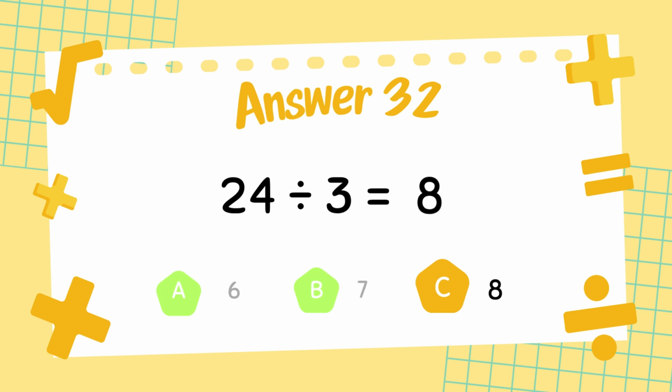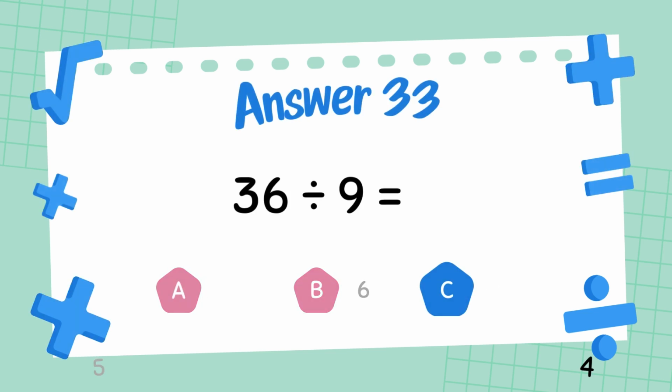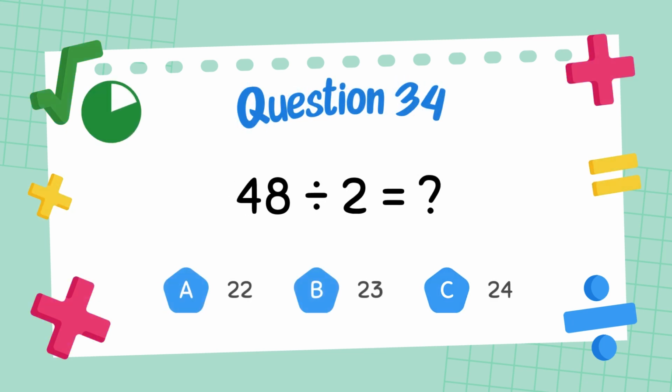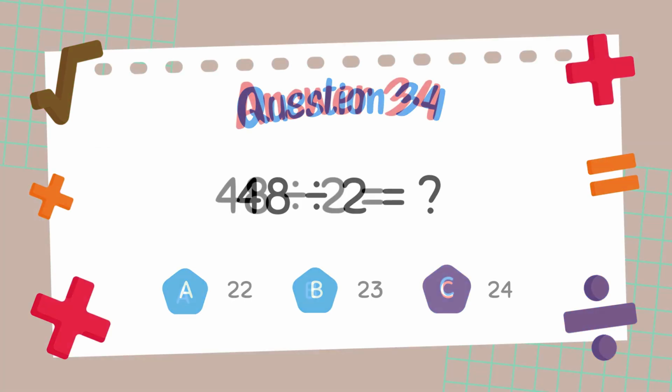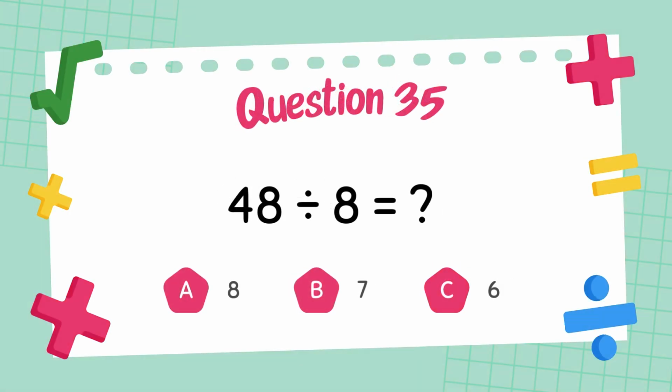The answer is 8. What is 36 divided by 9? The answer is 4. What is 48 divided by 2? The answer is 24. What is 48 divided by 8?